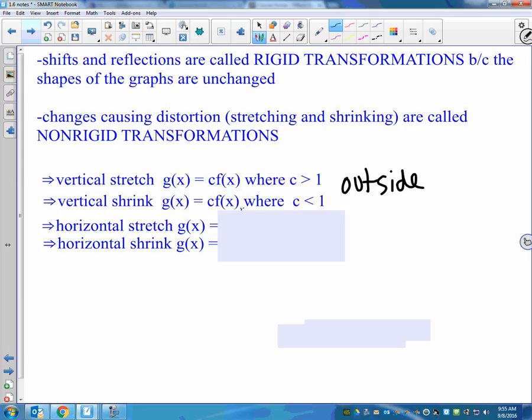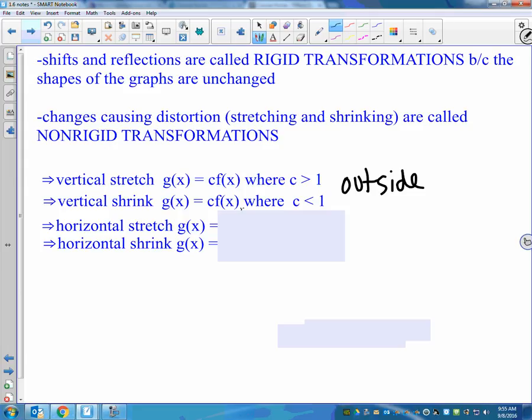Whether it's a stretch or a shrink, sometimes they call it a stretch or a compression. If C is bigger than 1, it's going to stretch that out, so the parabola might look really thin. If C is less than 1, and by less than 1 I don't mean a negative number, because negative is a reflection, I mean a fraction, so between 0 and 1, like 1/2 or 1/4, it's going to actually shrink that graph down. It's going to take that parabola and squish it down, and it's a little wider.